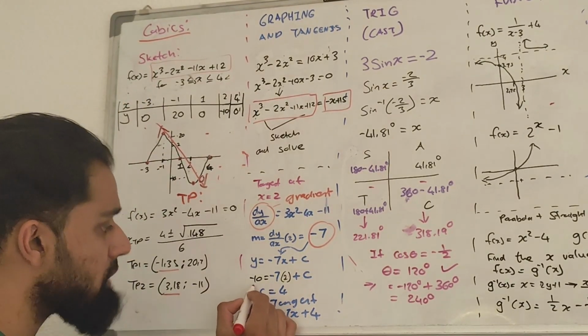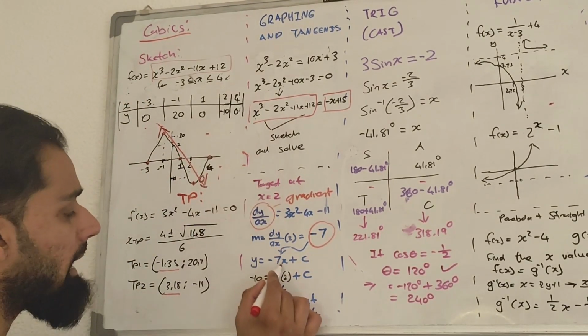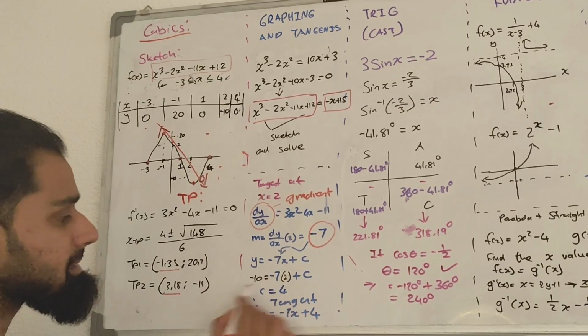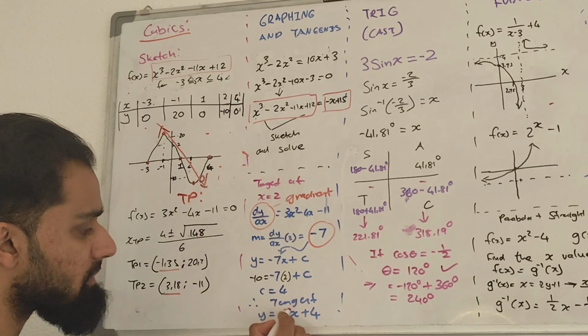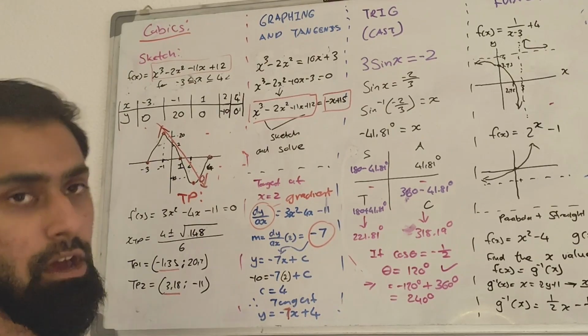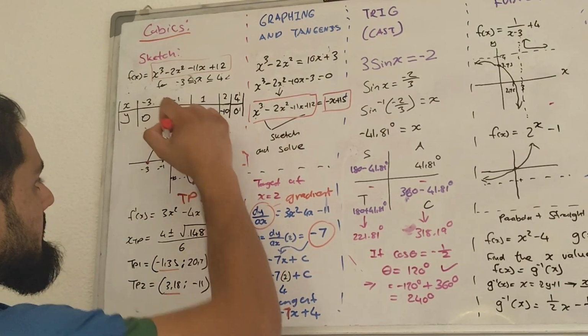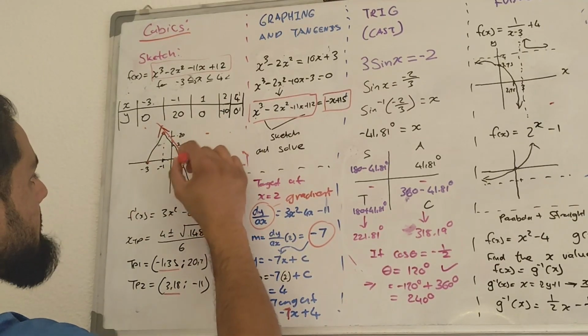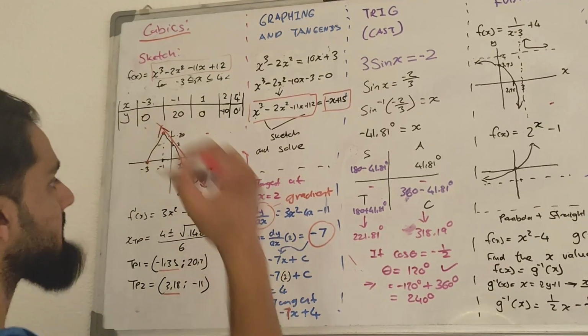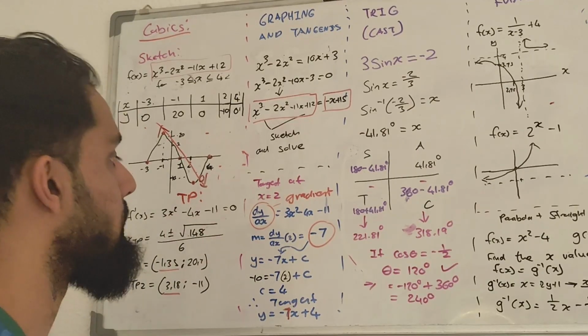So you sub it back in here: minus 10 goes into my y, 2 goes into my x, and I find c is equal to 4. The equation of the tangent is minus 7x plus 4. So if you draw a line of minus 7x plus 4, at x equals 2 you will end up touching the graph at that point.